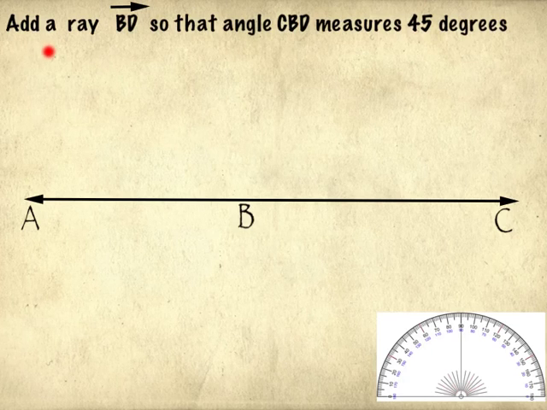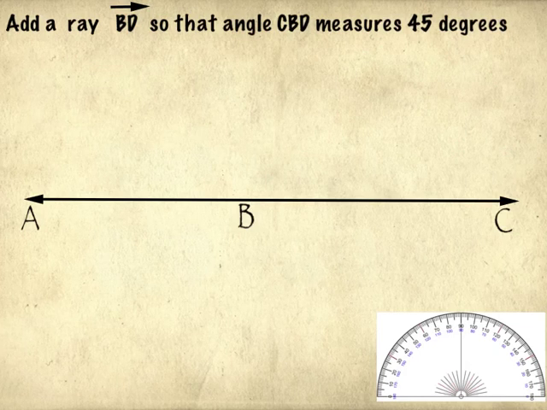So this question asks me, add a ray BD so that angle CBD measures 45 degrees. This symbol tells me it's a ray, and this tells me it's going to be called BD. Now if I look at this line down here, I have A, B, and C, no D. So I'm going to need to make my line BD. That means I'm going to start it at B, and wherever I go to will be called D.